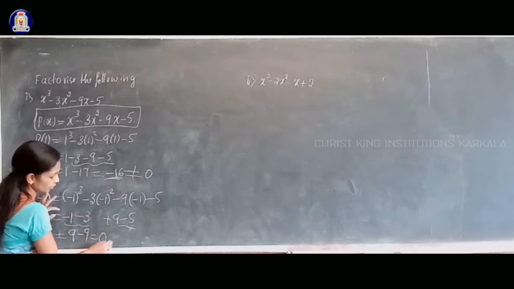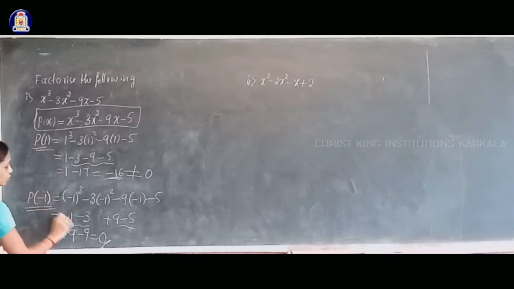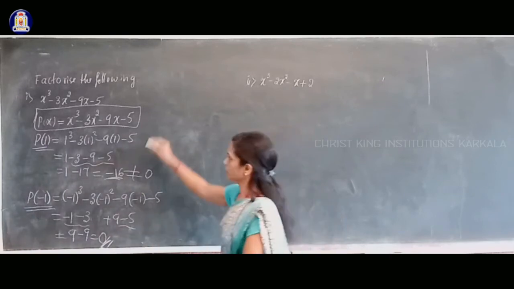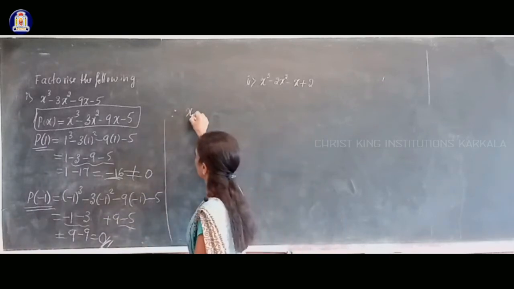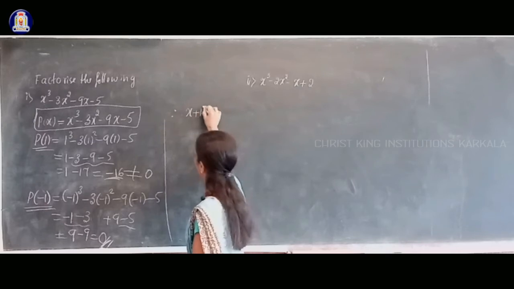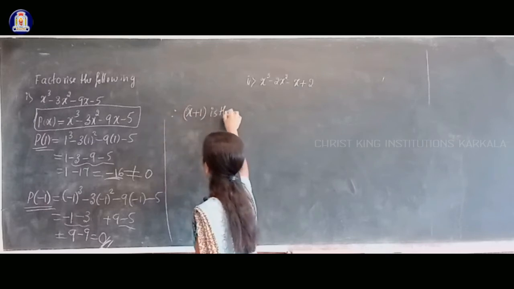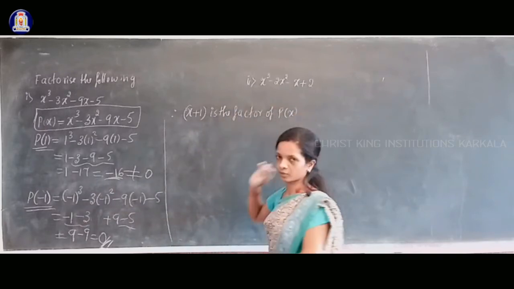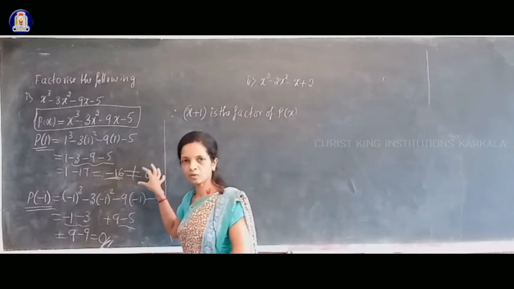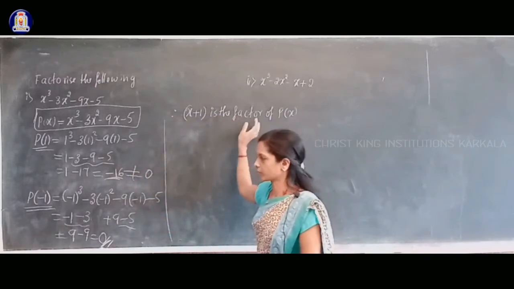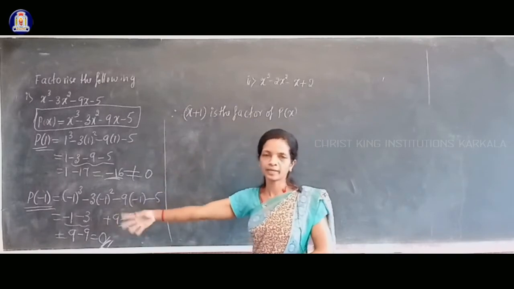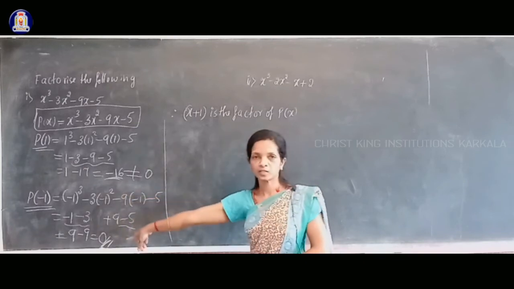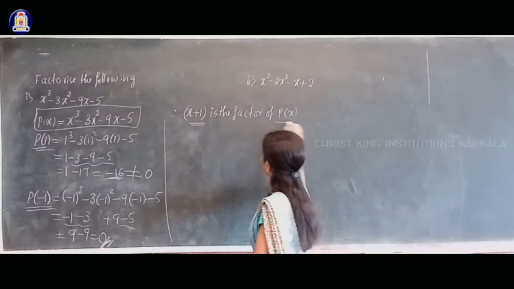9 minus 9, that is what? That is 0. So what we got? P of minus 1 is equal to 0. P of minus 1 is equal to 0 means what? You have to write like this. Therefore x plus 1 is a factor of P of x. If you get P of 1 is equal to 0, then you have to write x minus 1 is the factor. Then no need to go to P of minus 1, P of 2, P of minus 2 like that. So now we got P of minus 1 is 0, therefore x plus 1 is the factor of P of x.